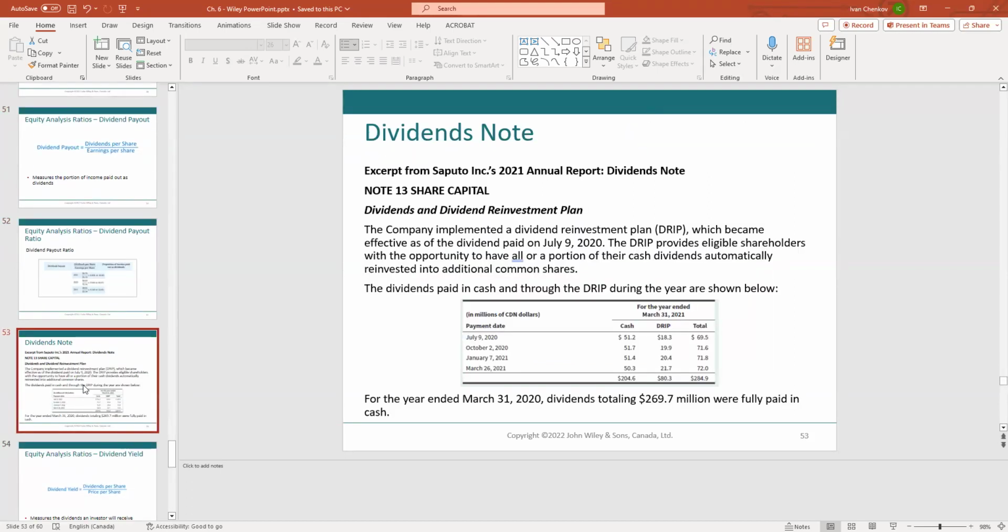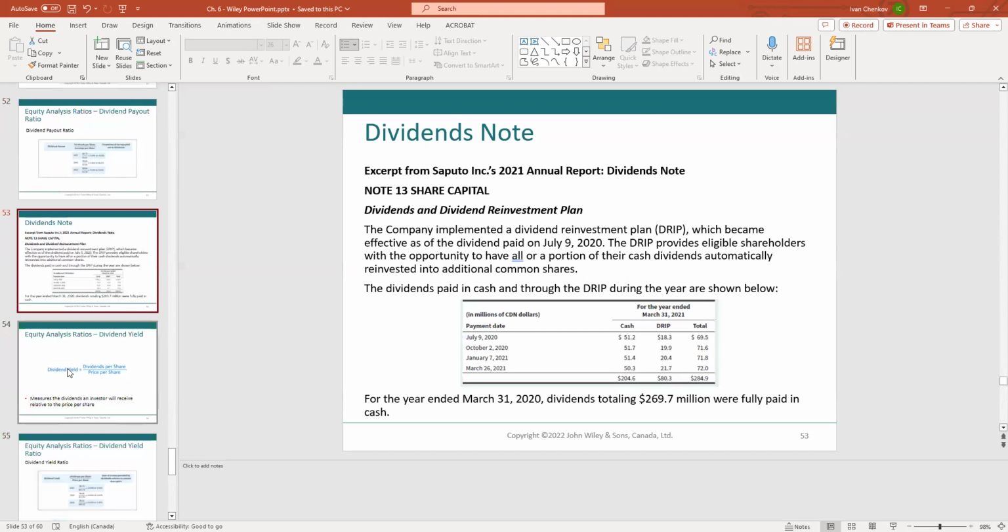And on the dividend notes, we can see what's happened with the dividends, an excerpt from these financial statements. The company implemented a dividend reinvestment plan, which became effective as a dividend plan on July 20. That dividend reinvestment plan provides eligible shareholders with the opportunity to have all or a portion of their cash dividend automatically reinvested into additional common shares. And this is one of the dividend policies that they implemented.